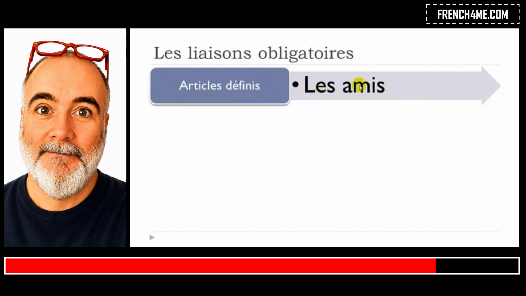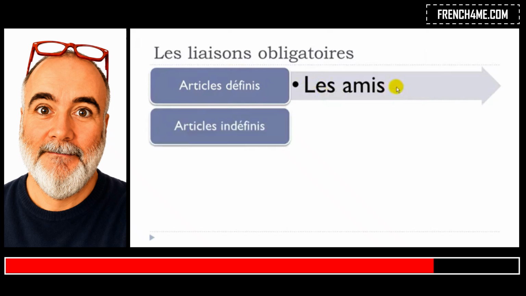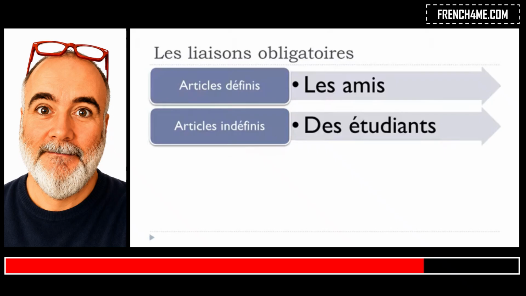All right, les amis. Then the second possibility here, les articles indéfinis, so in English a, but in French we've got the difference between the masculine un, une, des, okay, and I took the plural form just to make it clearer. So des here ending with s, and then you've got a word after, étudiants, students, which starts with a vowel, so you should make the liaison between the two, des étudiants.